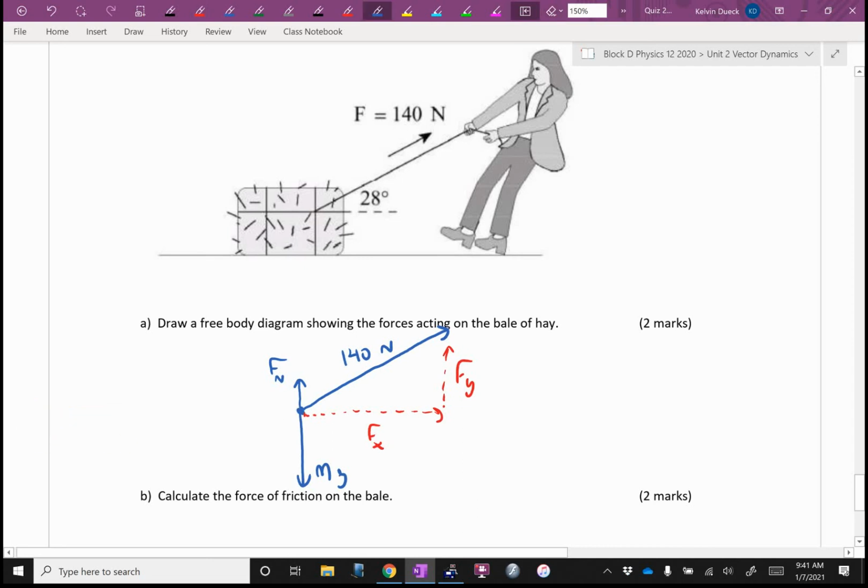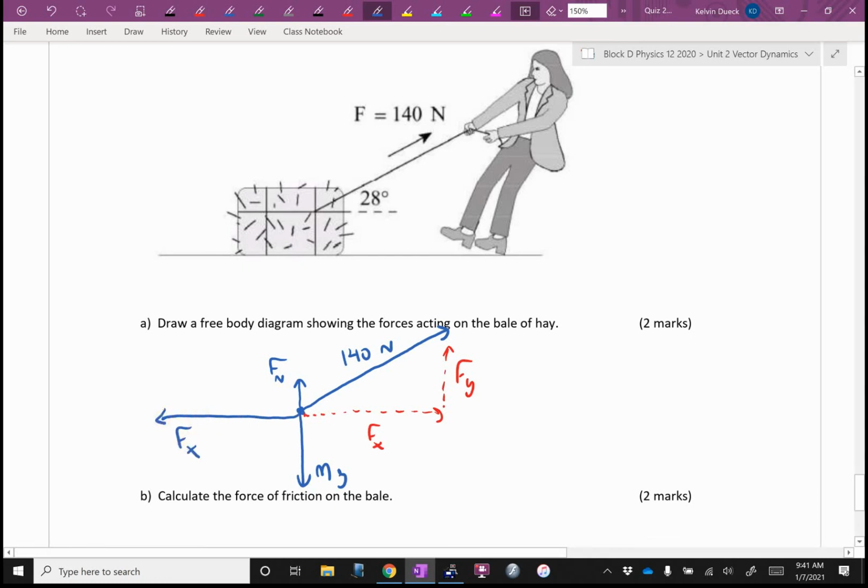How long does friction need to be exactly if we're at rest? Thank you. That's a concept that kids have struggled with. I'm impressed. I heard almost all of you murmur, same size as Fx. Good.